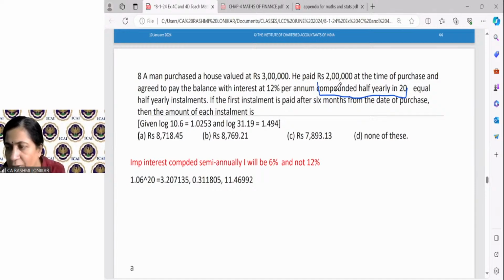So compounded half yearly means semi-annually. So my rate is not 12%. I will take it as 6%. Okay. So this 3 lakh rupees house, 2 lakh I have paid in cash.